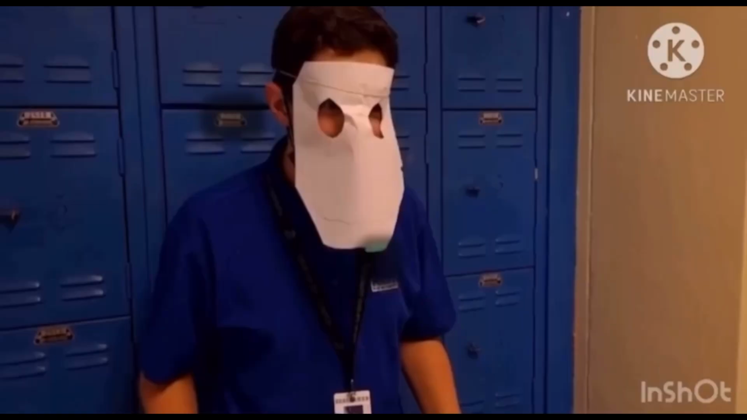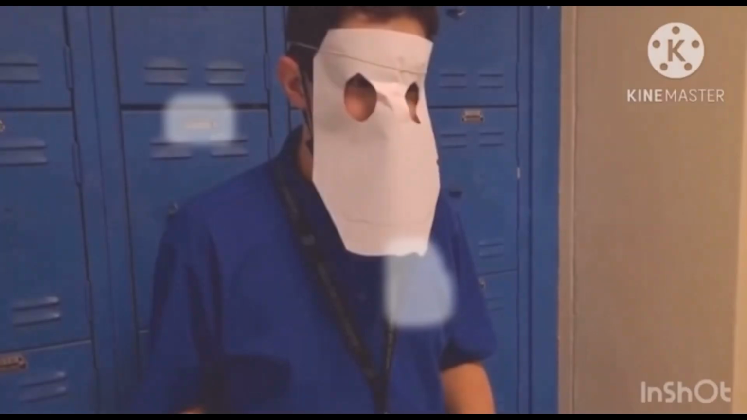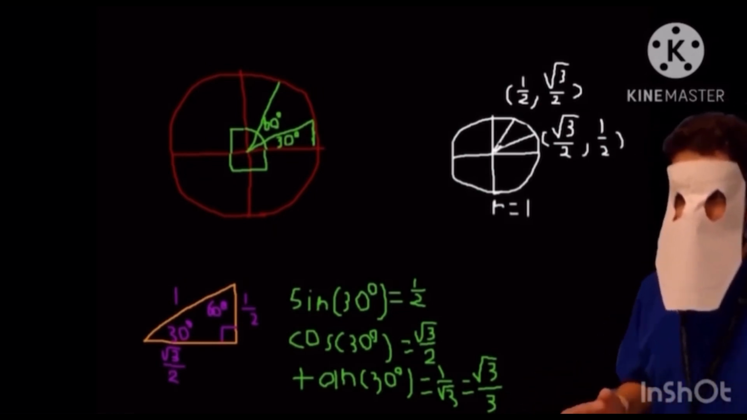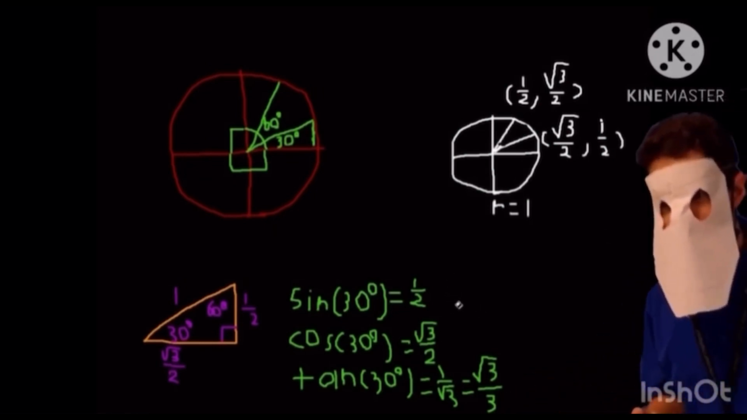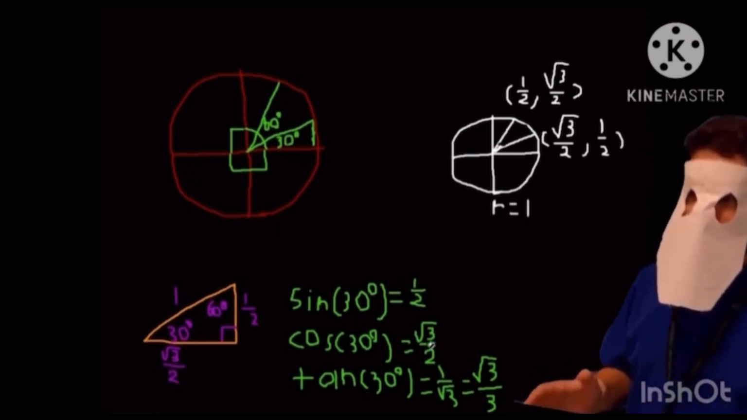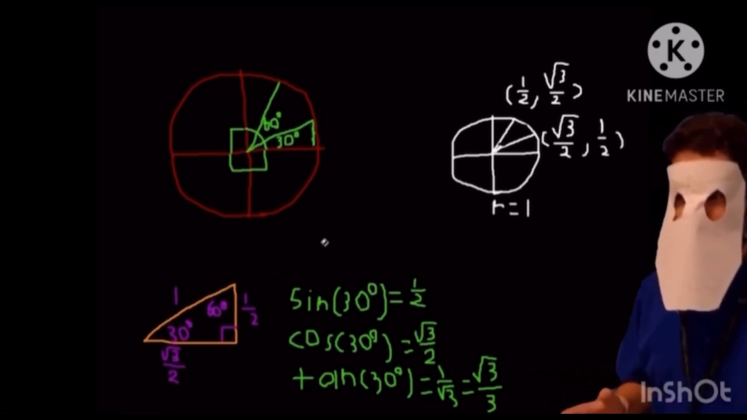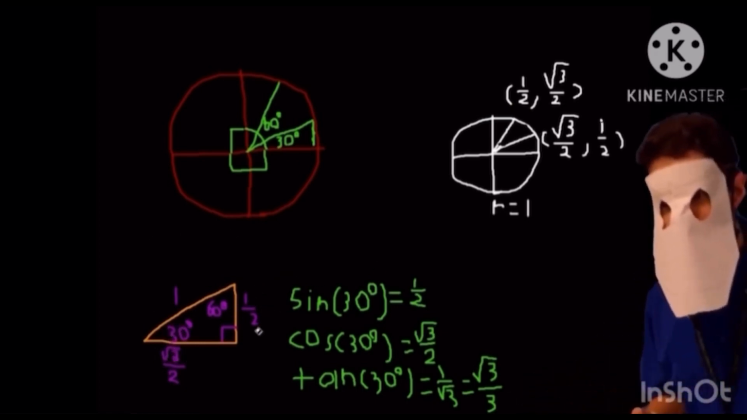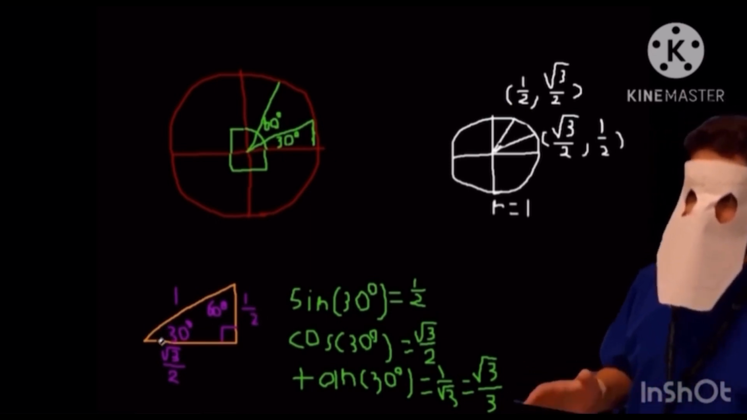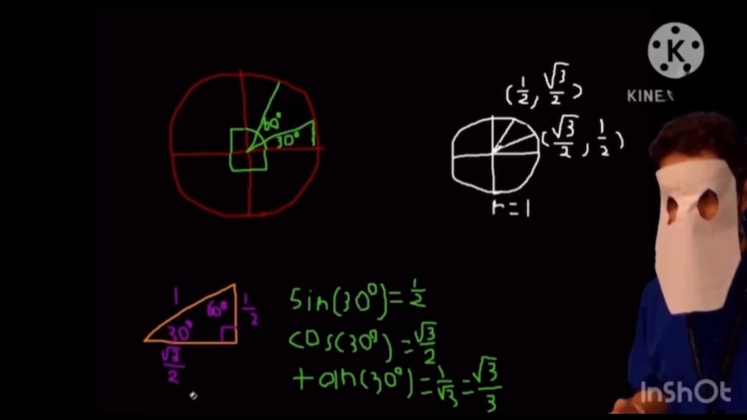I'm the basic sine. I come to teach you all about sine functions. So we know that sine is opposite over hypotenuse, cosine is adjacent over hypotenuse, and tangent is opposite over adjacent. So if we look at the sine of 30, that would be 1/2 over 1, which is just 1/2. And the cosine of 30 is the square root of 3 over 2 over 1, which is just the square root of 3 over 2.